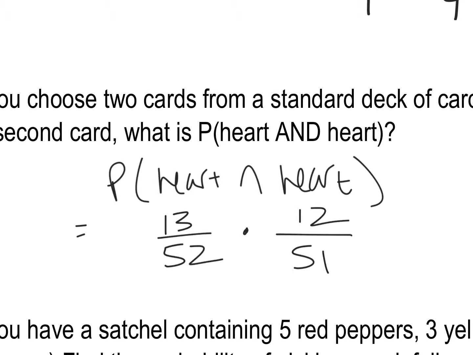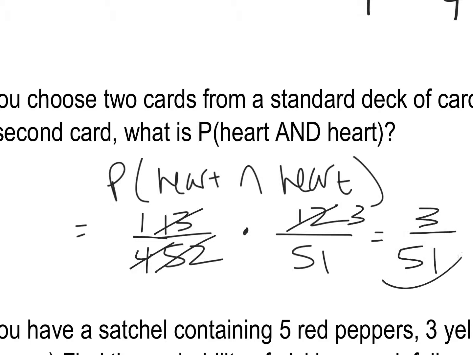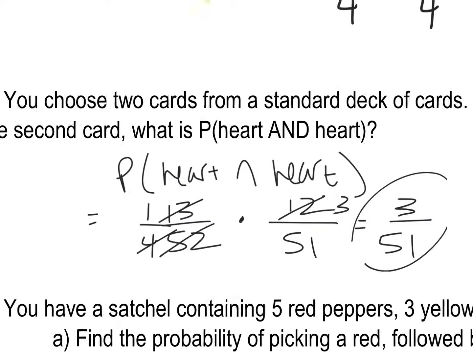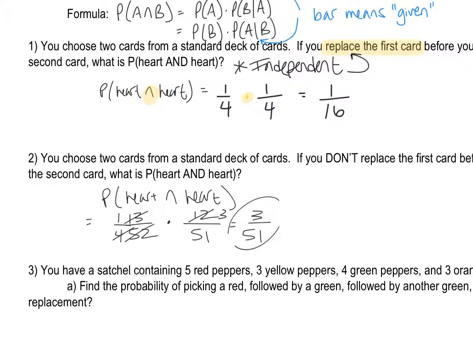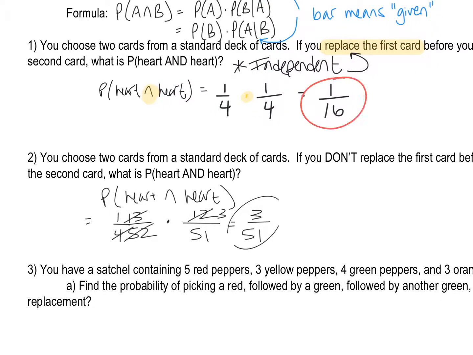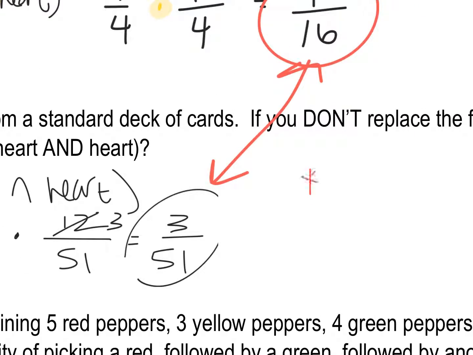12. And so if I were to reduce this, I put 13/52 just so you could have it in your notes. There's 13 hearts out of 52 total. That does reduce to 1/4. And then if we're going to multiply straight across here, the 4 and the 12 reduce. And so our answer here is 3/51. That's the reduced answer. And so the question is, what's the difference between number 1 and number 2? And so number 1 is 1/16. Number 2 is 3/51. That's because number 1 is independent and number 2 is not independent.